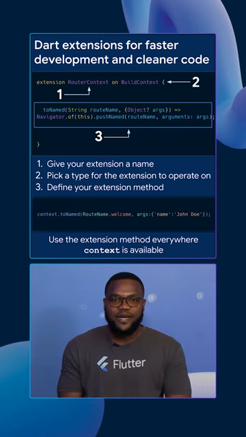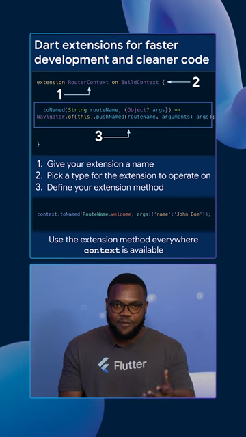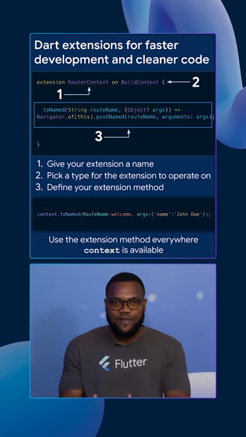Let's say you want to send your users to a new screen, but every time you have to use the Navigator.of(context).push your new screen. This can be time-consuming and repetitive. Did you know that extensions can save you time? You can write an extension on BuildContext to navigate to a screen and use it everywhere the context is available. Start by giving your extension a name.